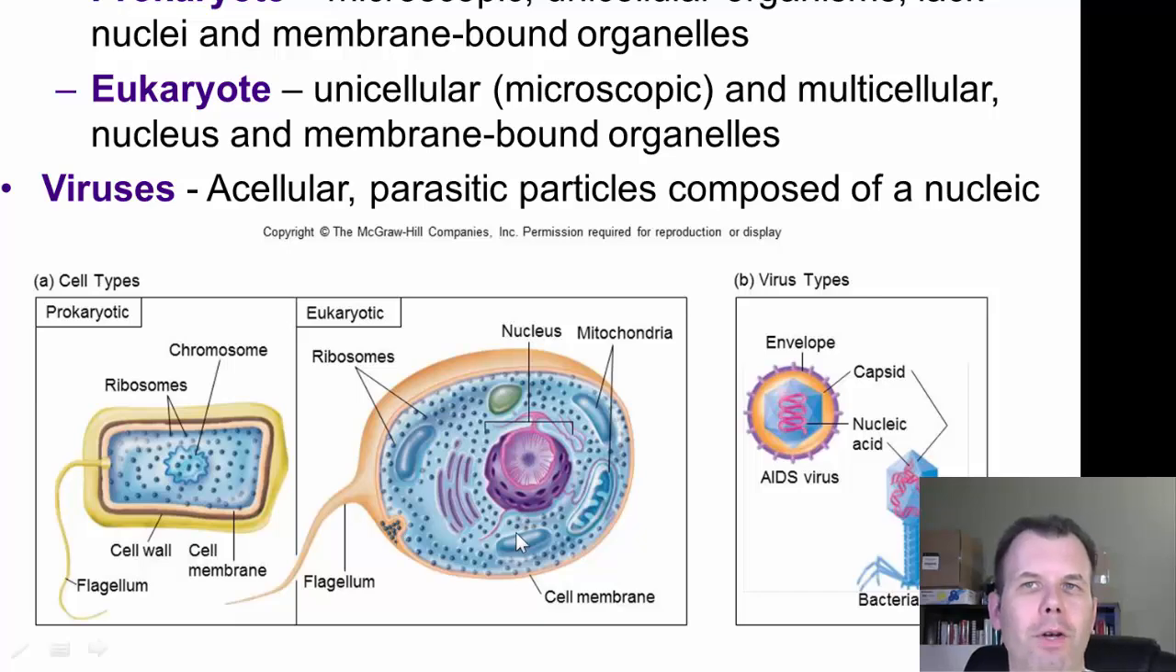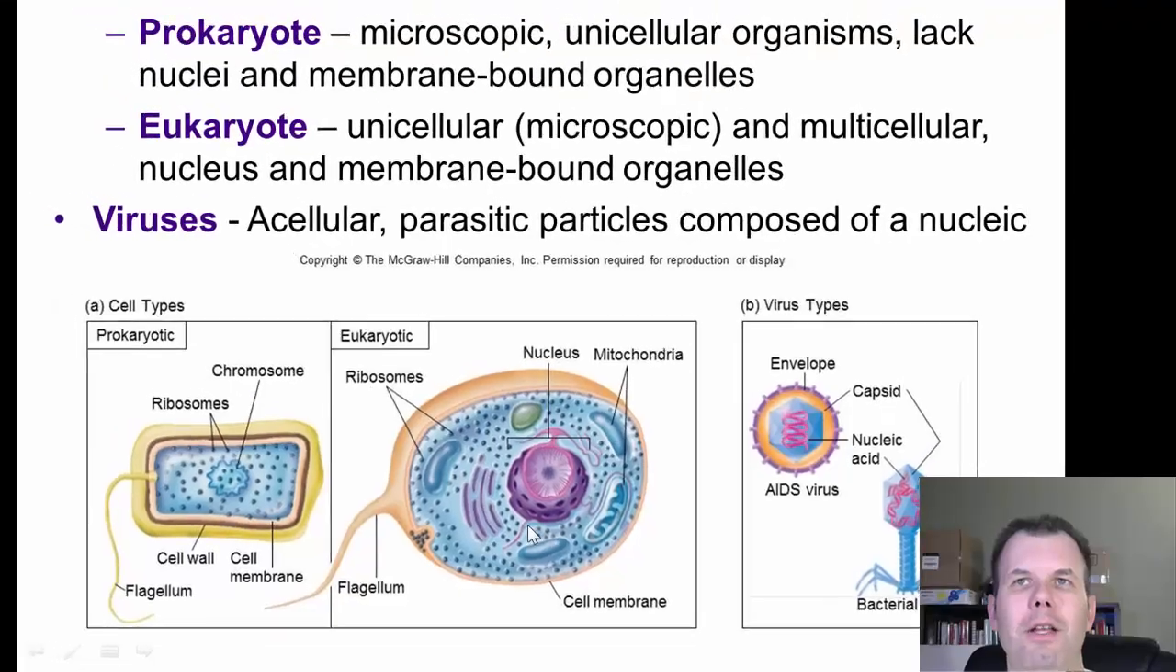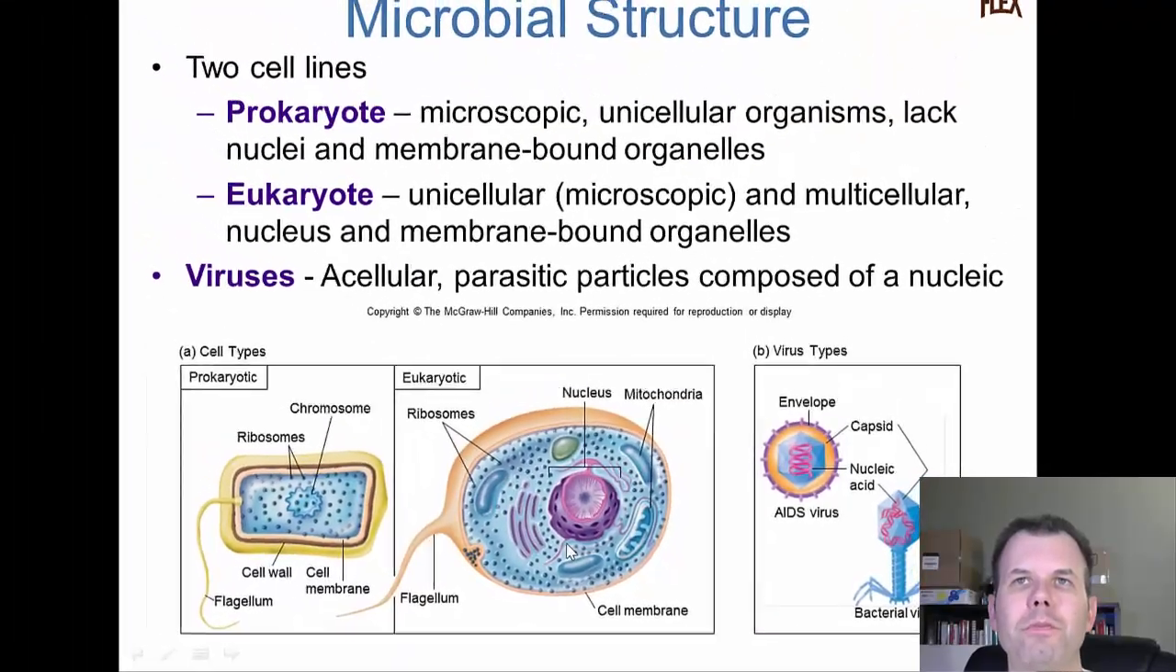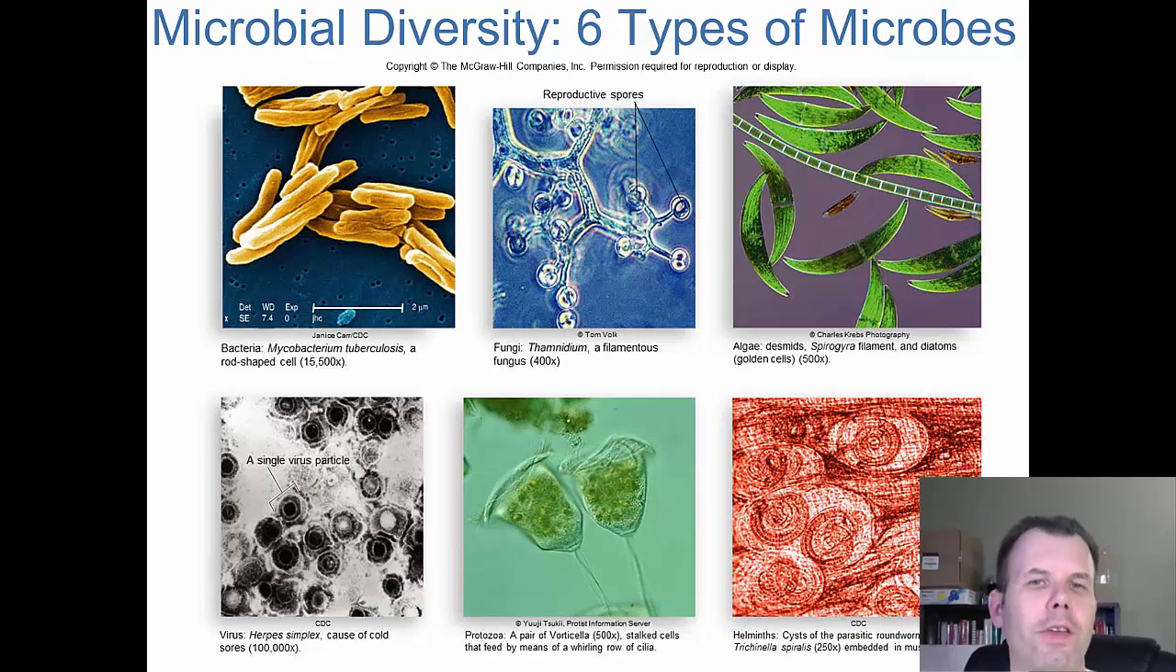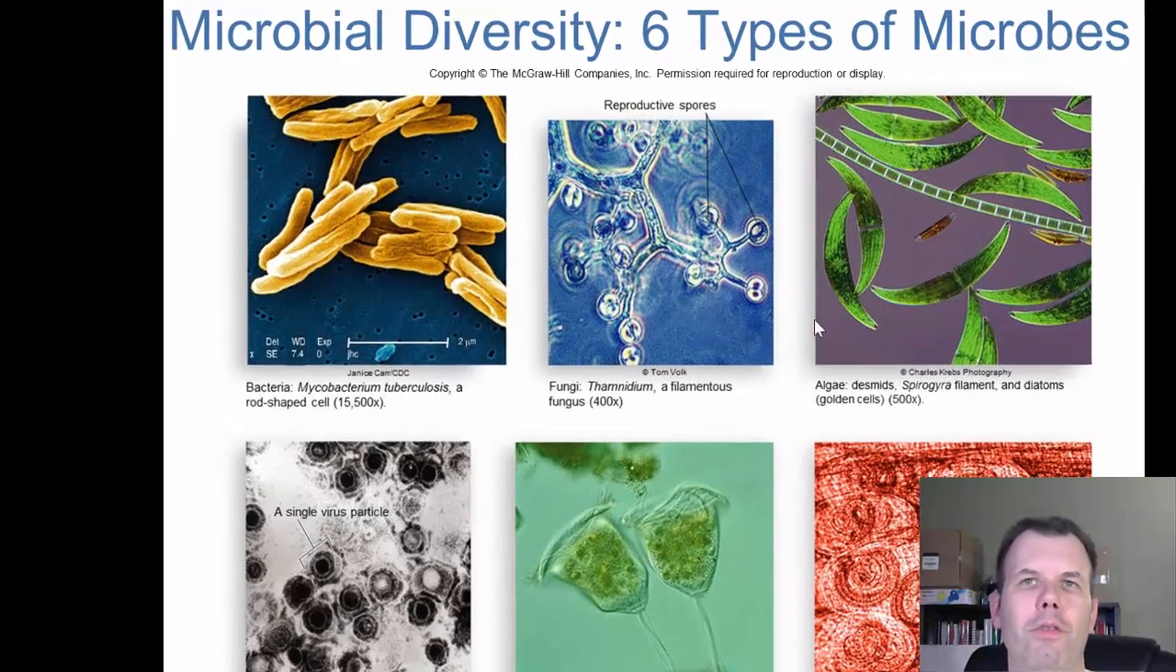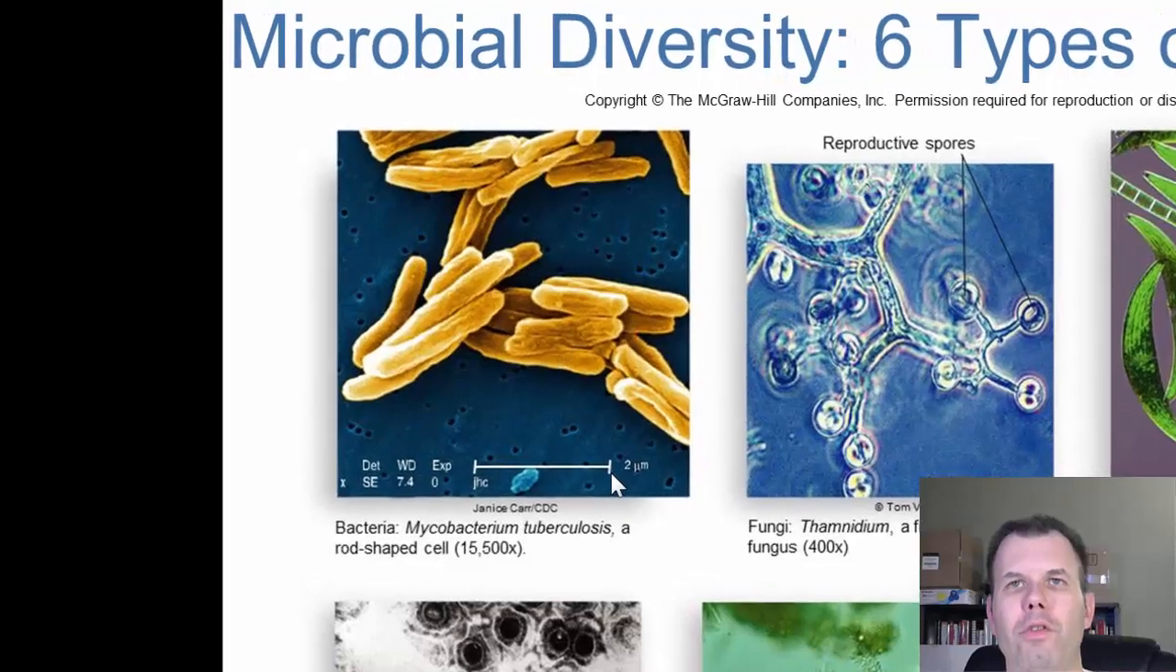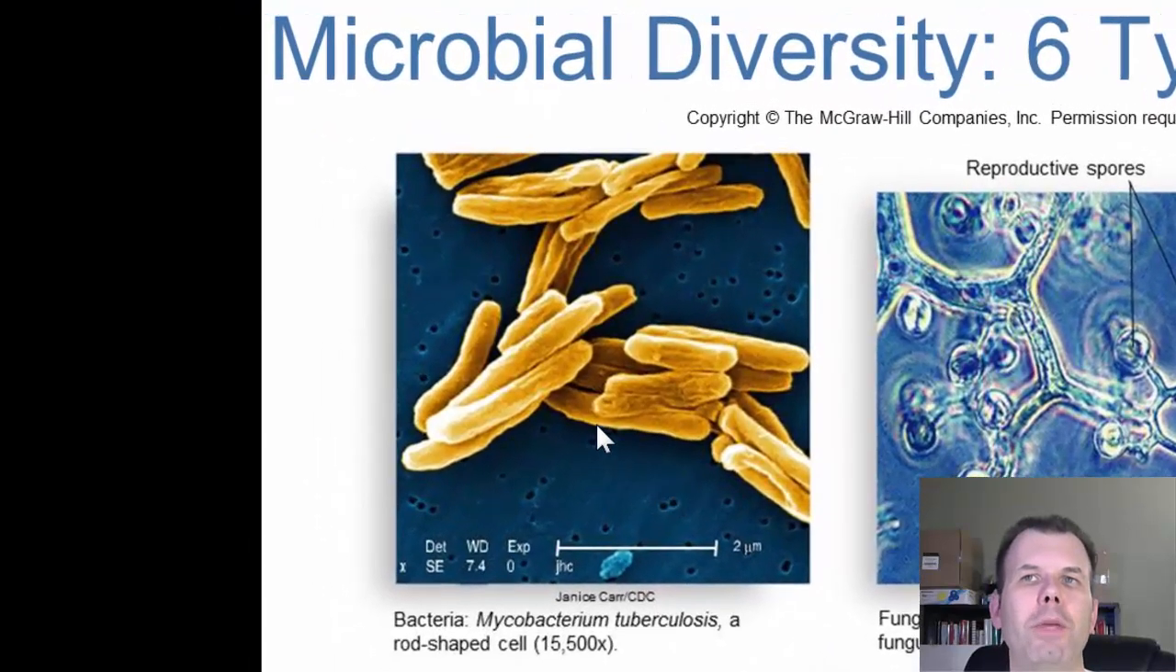So we're going to see a very big size difference when we look at these different things in the next couple of chapters. All right, so this gives you an idea of all the different types of things we're going to be looking at throughout the semester. Most of the stuff we're going to be looking at is going to be the bacteria. This is Mycobacterium tuberculosis. This is the bacteria that actually causes tuberculosis.